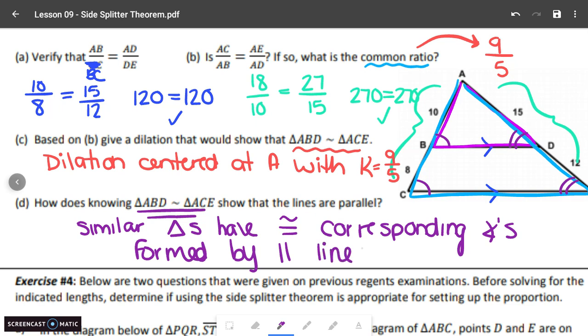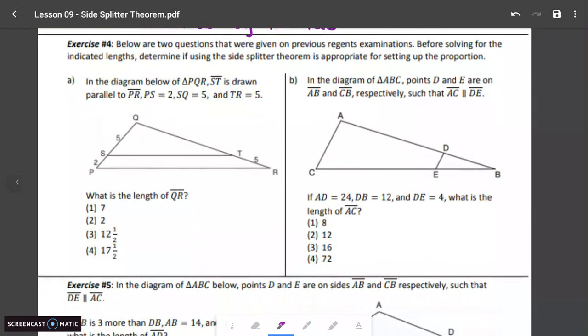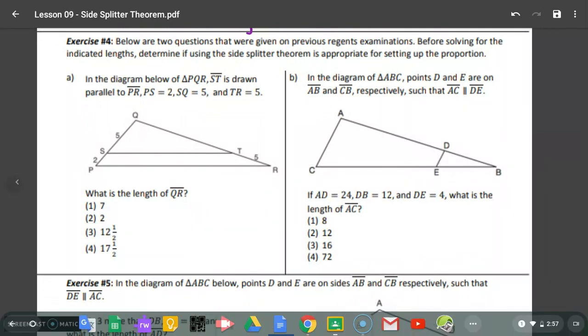So parallel is a big part of this unit, and especially the side splitter. Side splitter theorem only works if the lines are parallel, and vice versa. If the lines are parallel, then we'll be able to use side splitter. Now, exercise 4 gives us 2 Regents questions. In this moment, I want you to pause the video and try them both on your own. Then we'll come back and talk about it. Be careful to see if you can use the side splitter theorem.